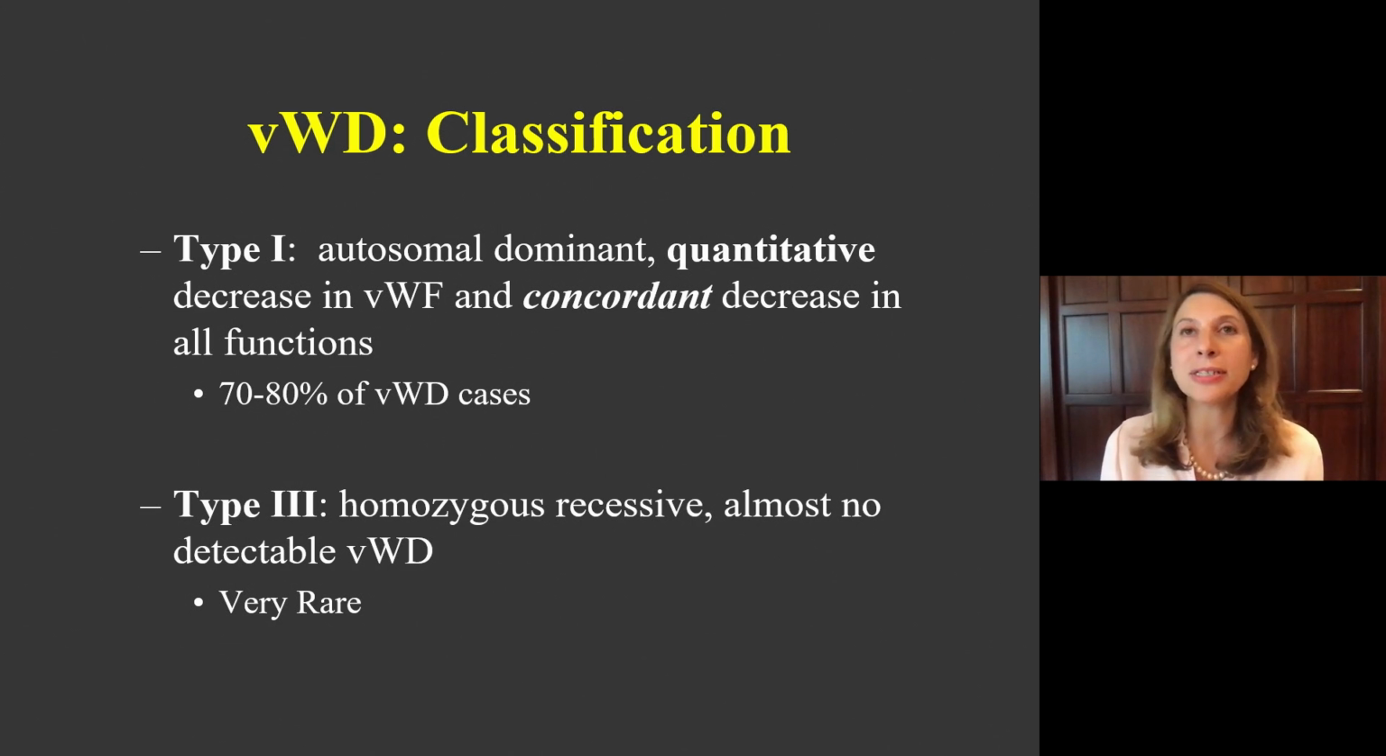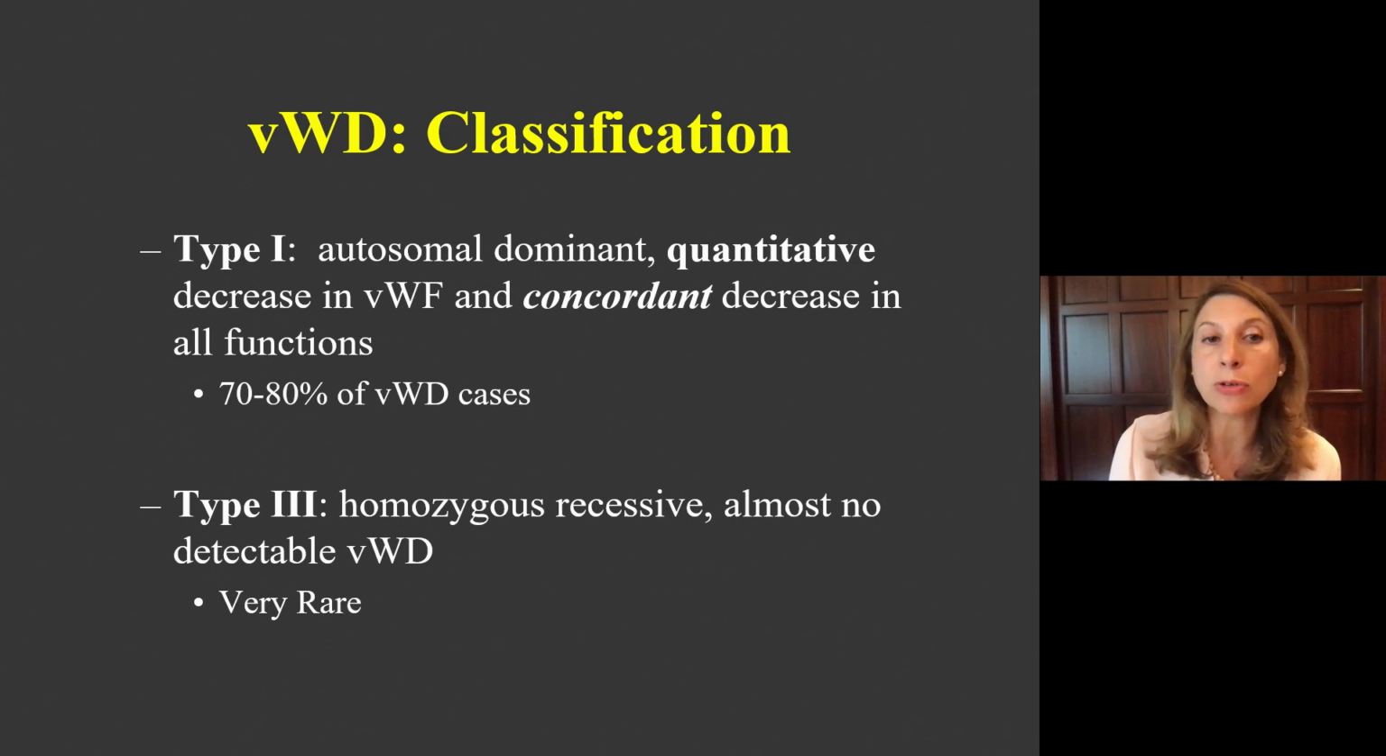Classification of von Willebrand disease can often be confusing. You have two different extremes. Type 1, which actually is the most common. It is autosomal dominant, and it's a quantitative decrease in von Willebrand factor with a concordant decrease in functionality. And this occurs in 70 to 80% of von Willebrand cases. Type 3 is homozygous recessive, and there's almost no detectable von Willebrand factor. So as you can see, these levels would be at two different extremes, and type 3 is actually very rare.